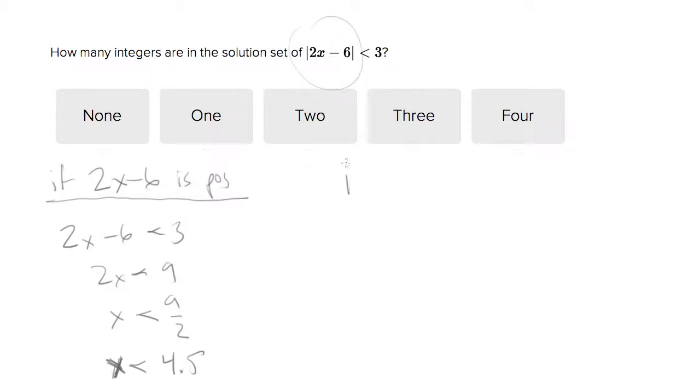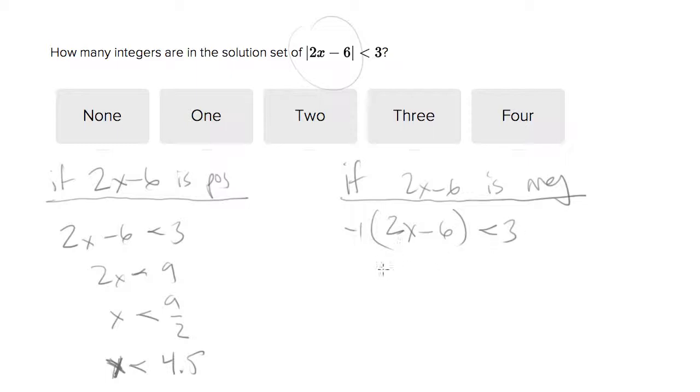So there's another universe where 2x minus 6 is negative. In that universe, what the absolute value sign will do is multiply the quantity inside of it by -1, essentially. This is a great technique for neutralizing absolute values. So this is like saying -1 times 2x minus 6 is less than 3.